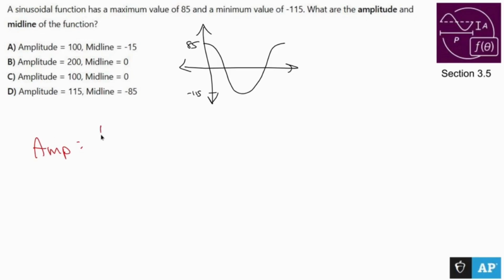Well, you take 1/2 of its maximum, which is 85, minus its minimum, which is negative 115. So double negative makes it a positive. So that's going to be half of 85 plus 115, which is 200, and half of 200 is 100.